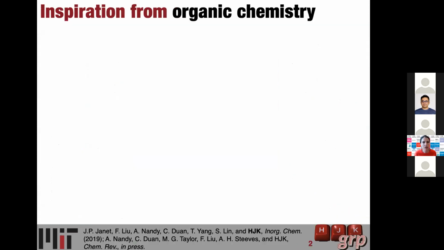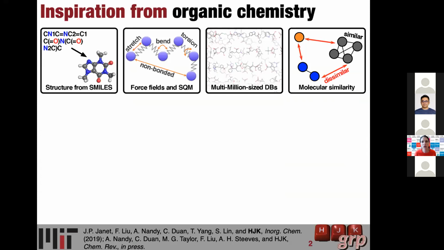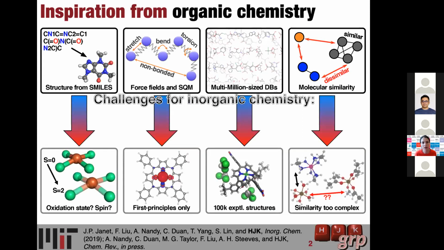But what we wanted to do first was just take inspiration from tools that naturally work in organic chemistry, things like SMILES strings that you've just been hearing about, force fields and semi-empirical theories, large databases, including the GDB, but also including ZINC and PubChem, and concepts of molecular similarity. The challenge is that when you go to open shell transition metal chemistry, all these tools that routinely work in organic chemistry fail. And they fail pretty catastrophically.